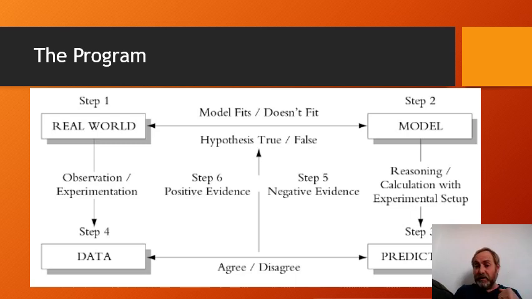Below the model is the prediction that is derived from the model, using reasoning, using logic, and then also the experimental setup that you plan to use to interact with the world. The real world is connected to the data through the experiment. That's how we interact with the real world. And then down at the bottom, you've got the data and the prediction, and those will either agree or disagree. So if we have agreement or disagreement, we will move on to step 5 and 6 to evaluate those.